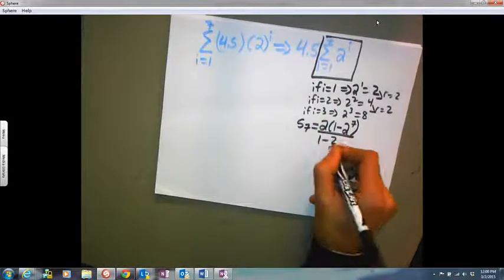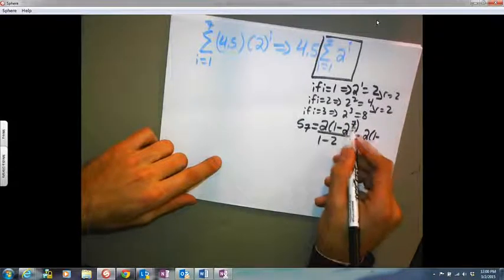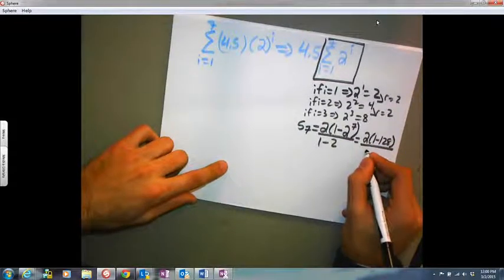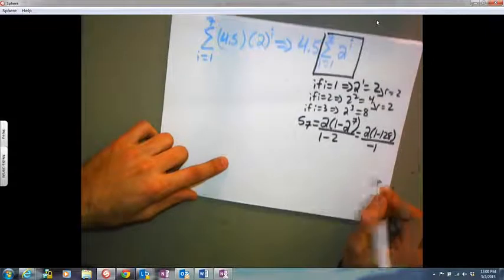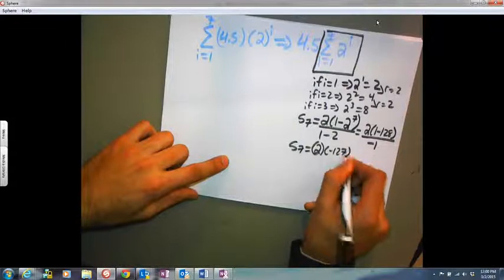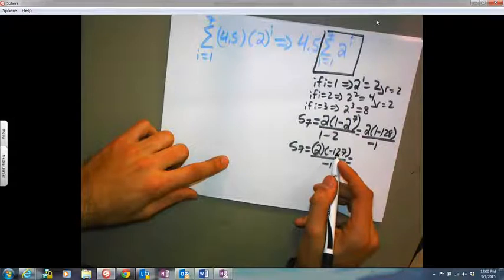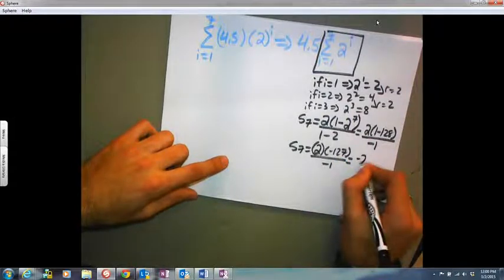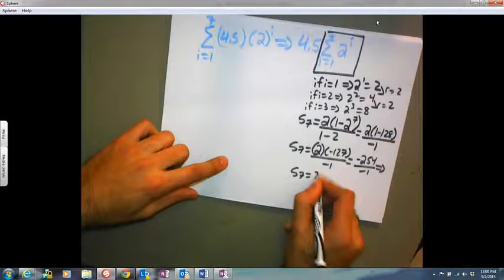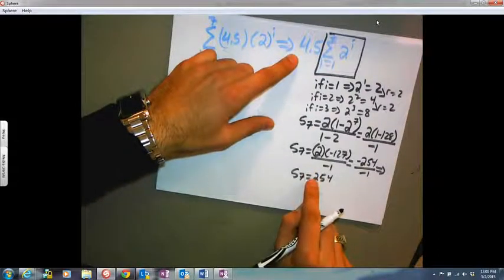So this is 2 times 1 minus 2 to the 7th power, we said was 128, all divided by negative 1. So S7 equals 2 times negative 127 over negative 1. 2 times negative 127 is negative 254 divided by negative 1. So S7 equals 254. And then just take 254 times 4.5. If you do that on your calculator, you will get 1143.